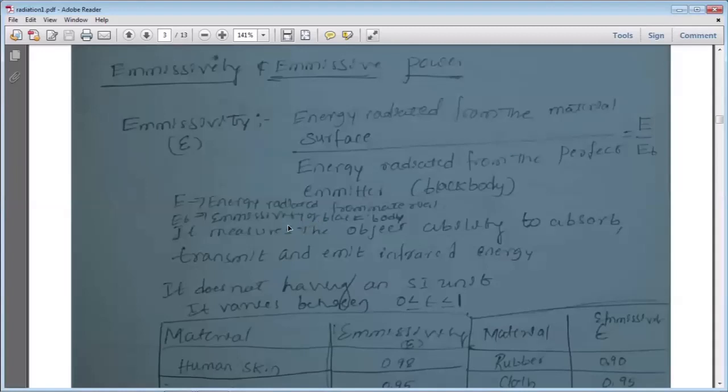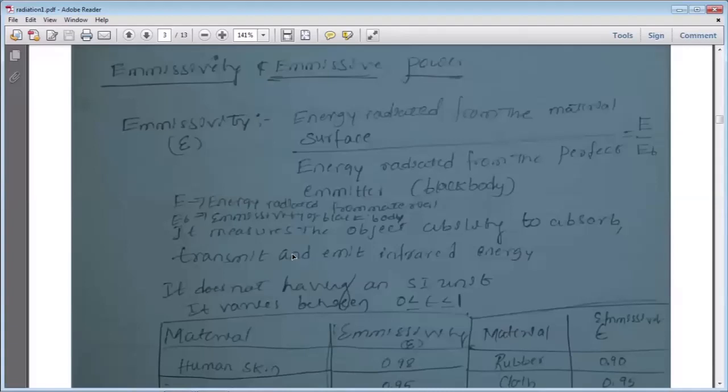So E is the energy radiated from the material, and E suffix B is the emissive power of the black body. Understand? Emissivity measures the object's ability to absorb, transmit and emit infrared energy. What is the emissivity? It measures the absorptivity, transmittivity, and emission of infrared energy.